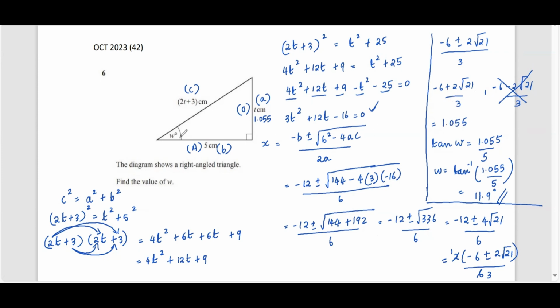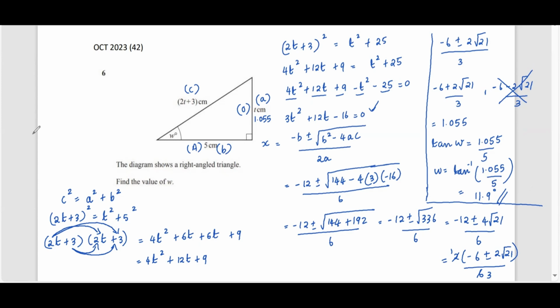The question was to find out the angle w here. So considering this angle, we know the t value, that is 1.055, that is the opposite side. And I know the adjacent side is 5. So opposite and adjacent, when we use SOHCAHTOA, that is tan. So tan w is equal to 1.055 over 5. But the question is to find out w. So tan goes to the right-hand side and becomes tan inverse. Tan inverse of 1.055 over 5 is 11.9. So 11.9 degrees will be your final answer, corrected to 3 significant figures.